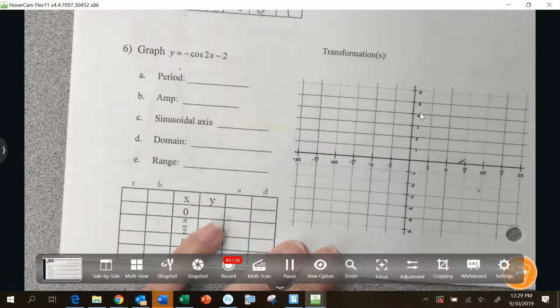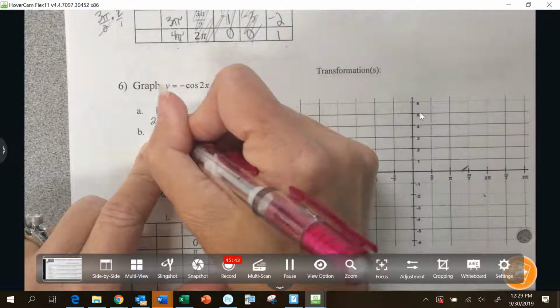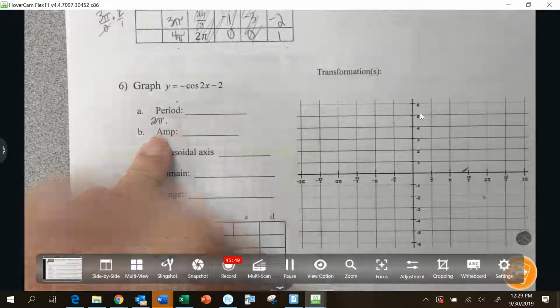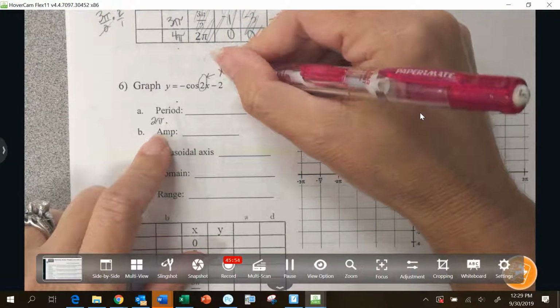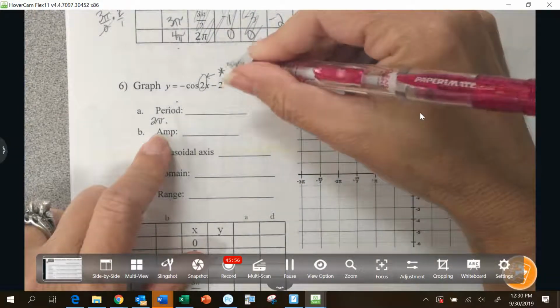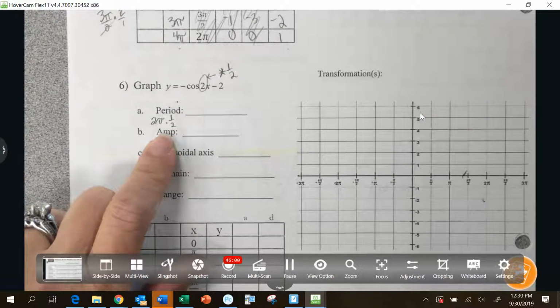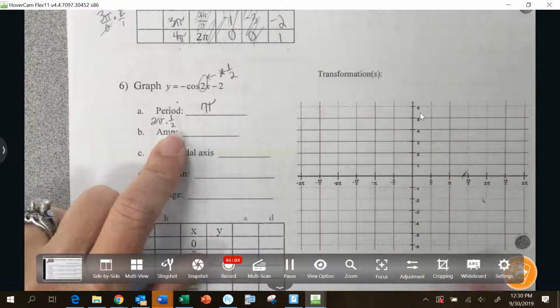The period. What changes the period? Do we have a horizontal stretch or shrink on this? We do. What would we multiply by? A half. So I'm going to take my period and multiply by a half. I'm going to take my 2 pi and multiply that by a half. And we get pi. That is the period of this graph once I would graph it.